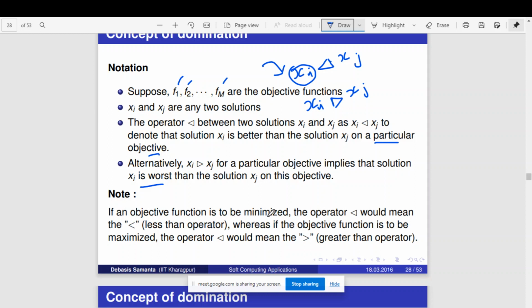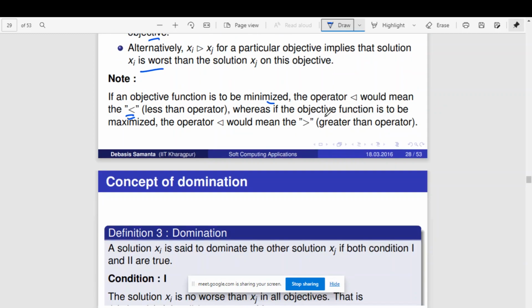If an objective function is to be minimized, this particular operator would mean less than, because this should be less than this, then only we can say that this is better than this. But if the objective function is to be maximized, then this operator would mean greater than. It means that xi is better than xj. Okay, I guess you are following.